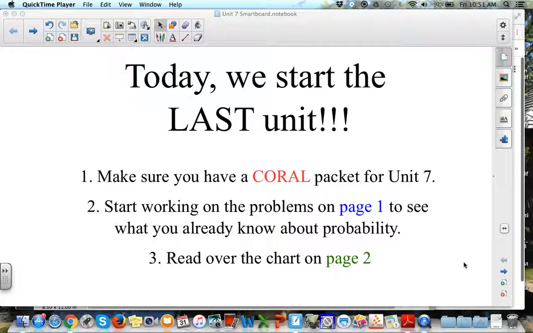So you should have a Coral packet. You should have gotten that from Mr. Vaughn. And I want you to take a few minutes. He's going to pause the video, and you're going to work on the problems on page 1 to see what you already know about probability. You probably can answer all of these questions. I'm going to go over them quickly after you've worked on them. And then we're going to start our notes, which will be on page 2. But right now, I want you to pause the video for about 10 minutes or so and see what you can do about answering these questions on page 1.